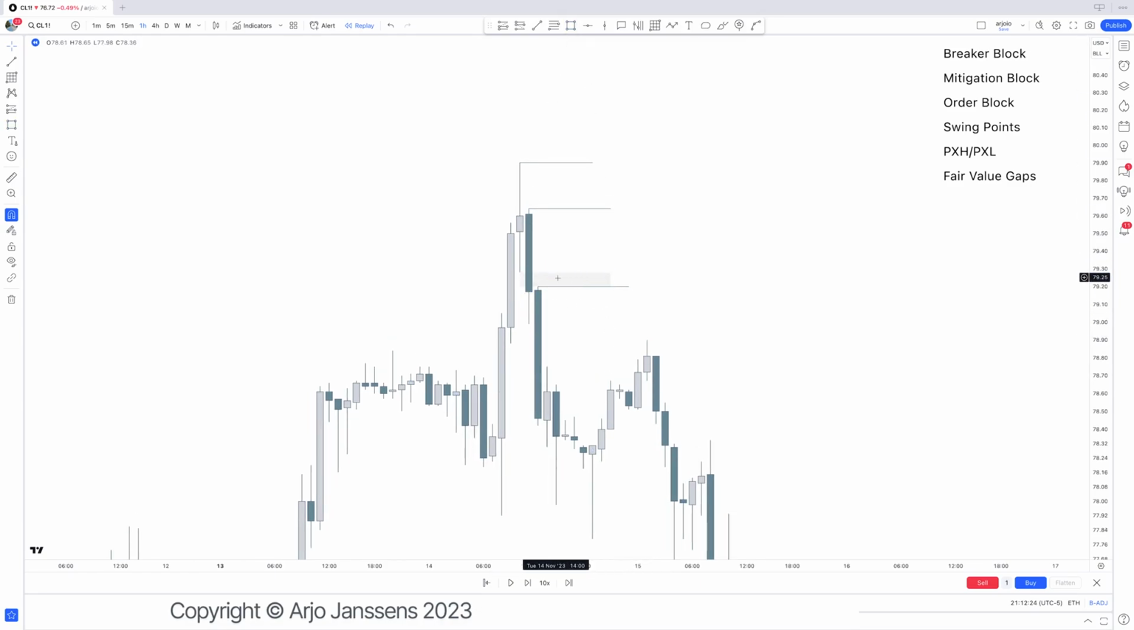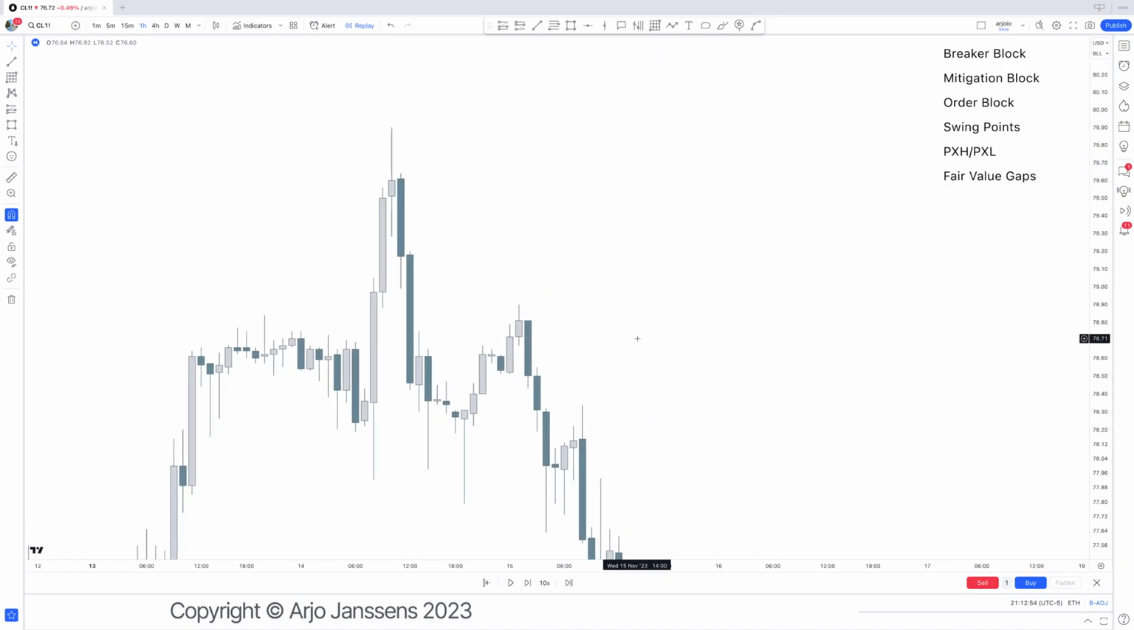That gap, why is that a gap? Because there is actual space. If there was no space, then the wick would have filled it like this, and that means there was no fair value gap right there. That fair value gap, and you can already tell by its name, is fair value. So when we have a fair value gap, you can also refer to it as an imbalance in price action. It's where price was not delivered fair value.